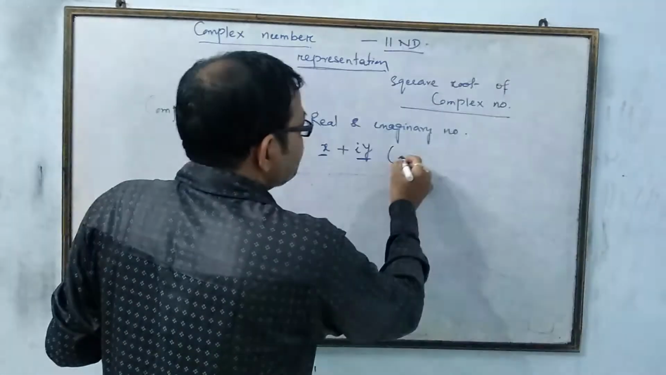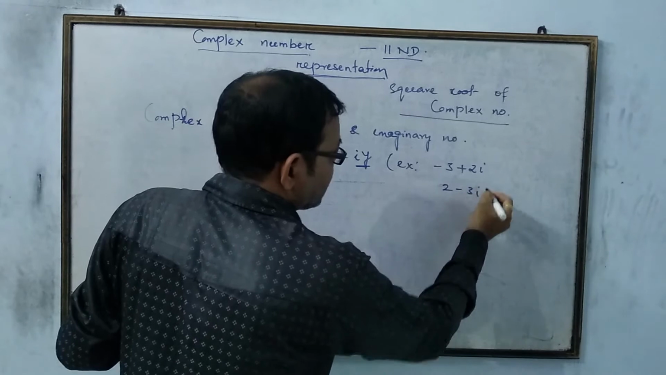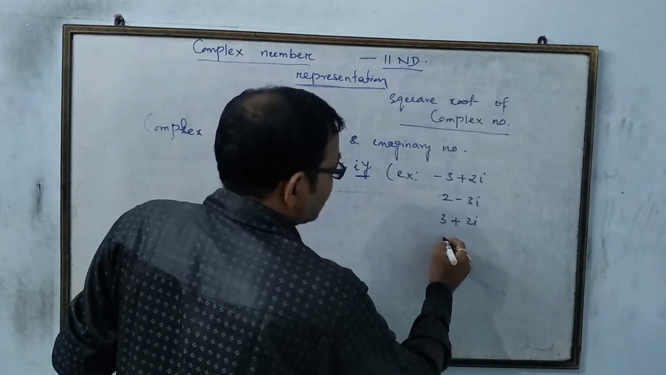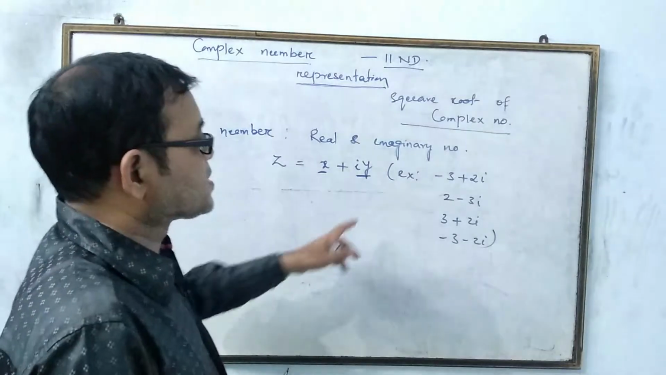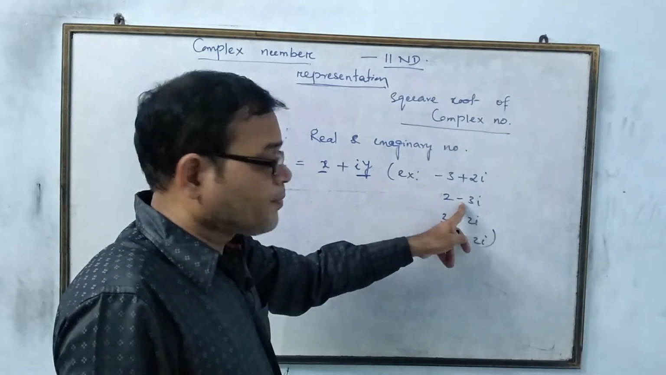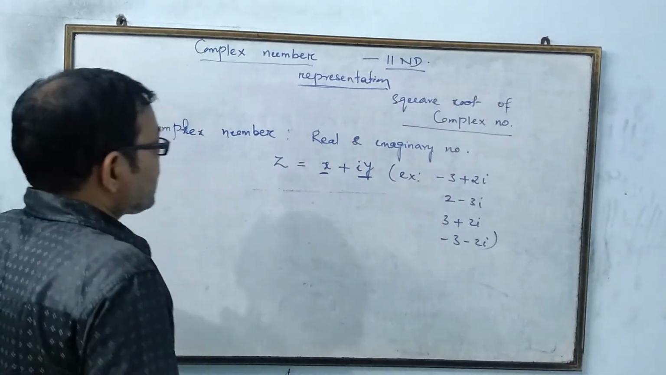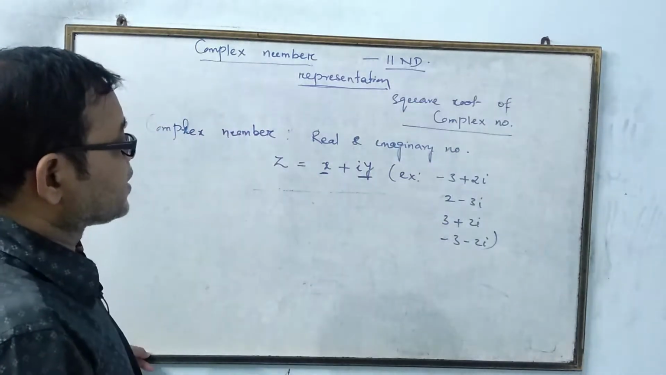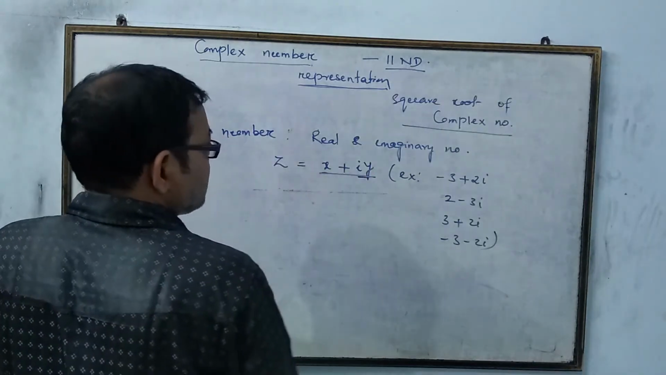That means, for example, minus 3 plus 2i, 2 minus 3i, 3 plus 2i. Then I can write minus 3 minus 2i. These are examples of complex numbers. Complex numbers are written in the form x plus iy, where x is the real part and y is the imaginary part. This is the representation of the complex number.